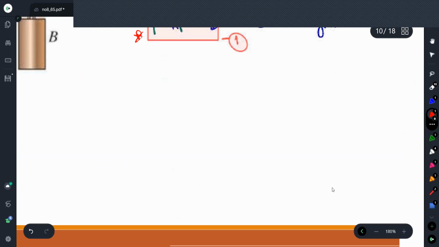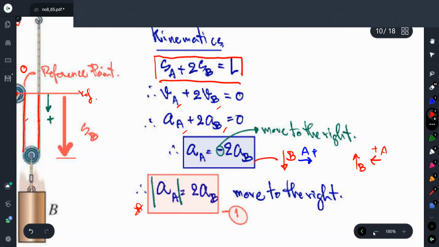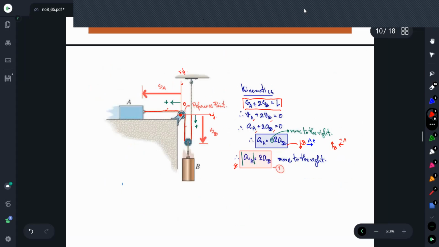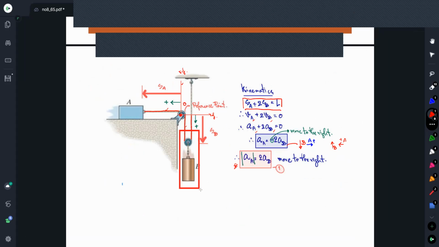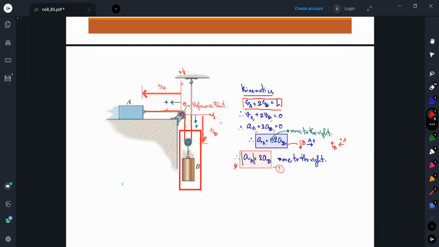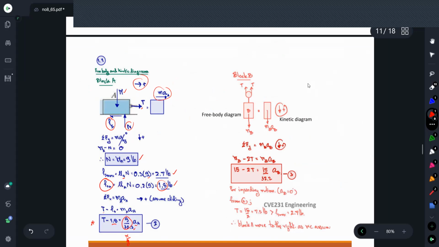Okay, free body diagram of block B. We may consider it by cutting the system here. This may be better. Okay, we cut this block. When we cut this part, we can find that the free body diagram of block B becomes like this.